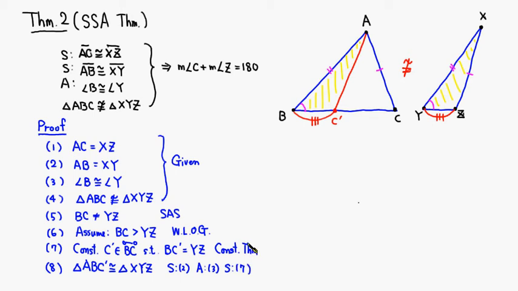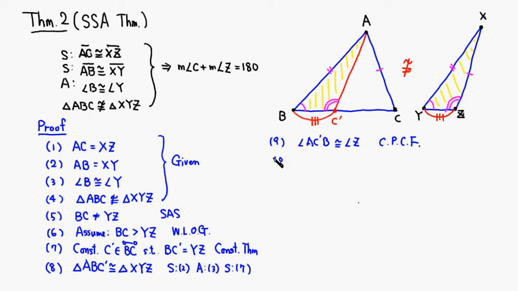So we have that. Then we have a congruence between these two angles. This angle right here would be congruent to that angle right there. So I'm going to write down 9: angle AC prime B is congruent to angle Z. This is just corresponding parts of congruent figures.